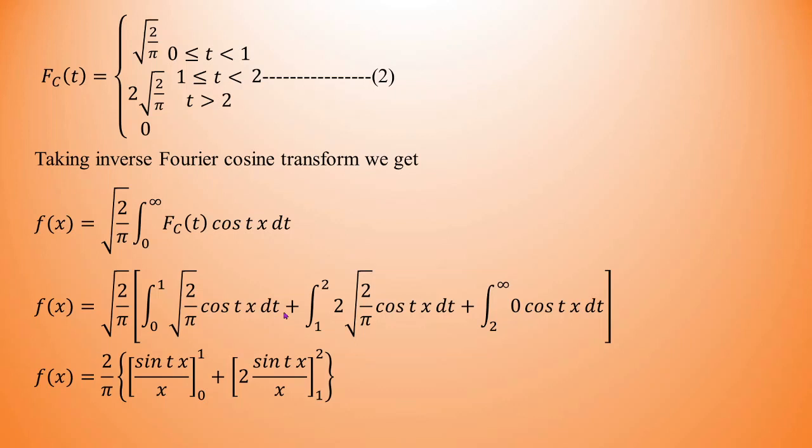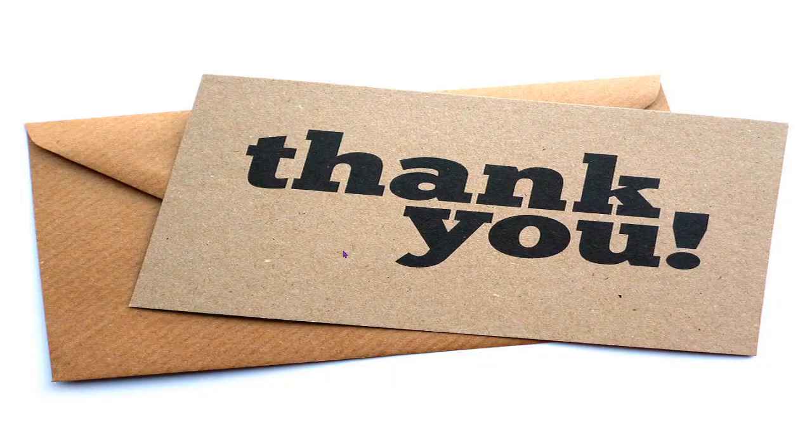Again simplifying, putting the value of this Fourier transform correctly, that is from 0 to 1 it is root 2 by pi, from 1 to 2 it is 2 root 2 by pi, like this. Simplifying and applying the limits. Limits should be placed for t. So in this way we get the solution of this integral equation. So I hope you must have understood how to solve the integral equation using Fourier transform.